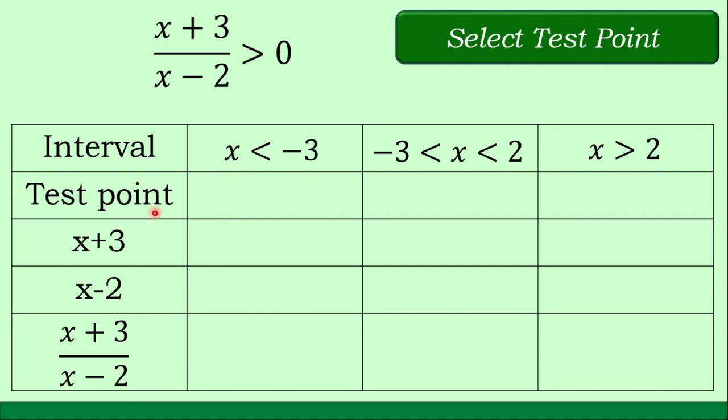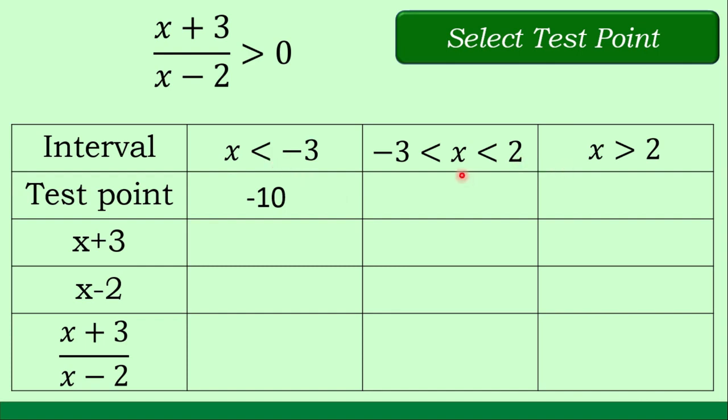Now, when we say test point, it's any point that satisfies the interval. What I mean by that is, for example, let's focus on the first one. X less than -3. So find a number that is less than -3. Any number will do. You can use -4, -5, so on, like -10, -100, or -1000. It really depends on you. For this example, I will use -10. That will be easier for me every time I substitute that value to the numerator or denominator. But again, you can choose any number that you like as long as it satisfies this condition.